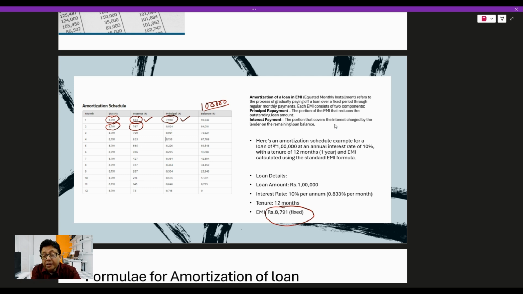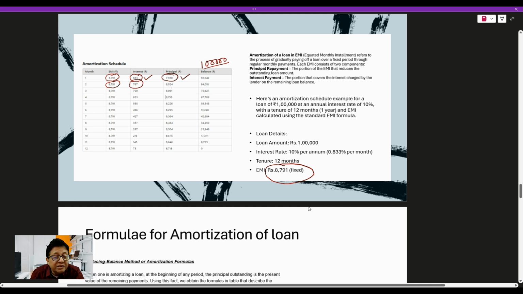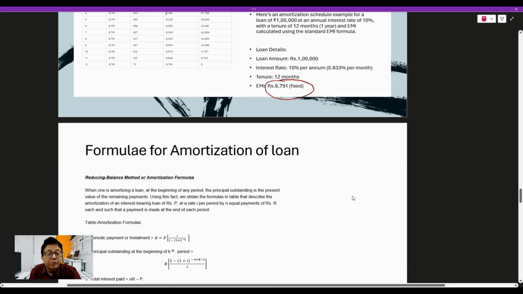That breaking your EMI in two components. One is interest, the other one is principal. And balance is being reduced. That's why it has another name that is called reducing balance method. Hope you have understood. Now, what formula is there for amortization of loan?